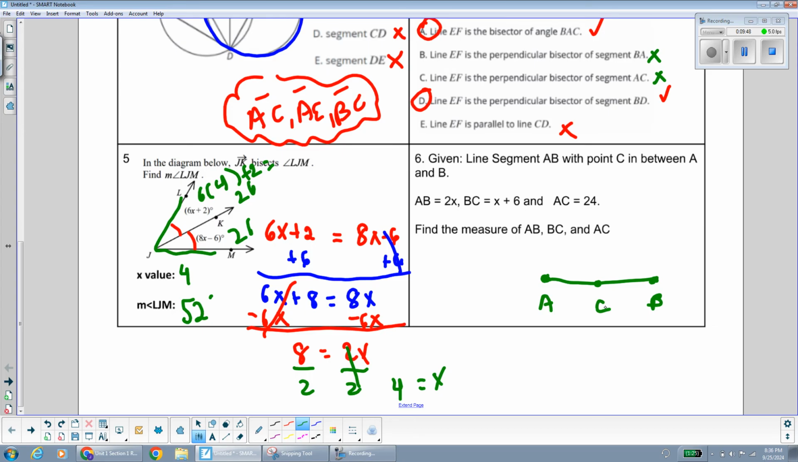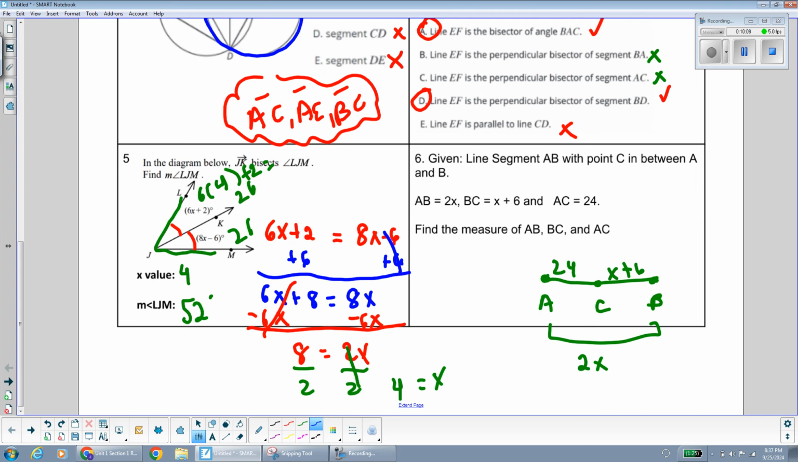With C in between A and B. AB, the whole line segment, can be represented as 2x. BC is x plus 6, and AC is 24. If I put these two pieces, AC and BC together, I get the whole thing AB.